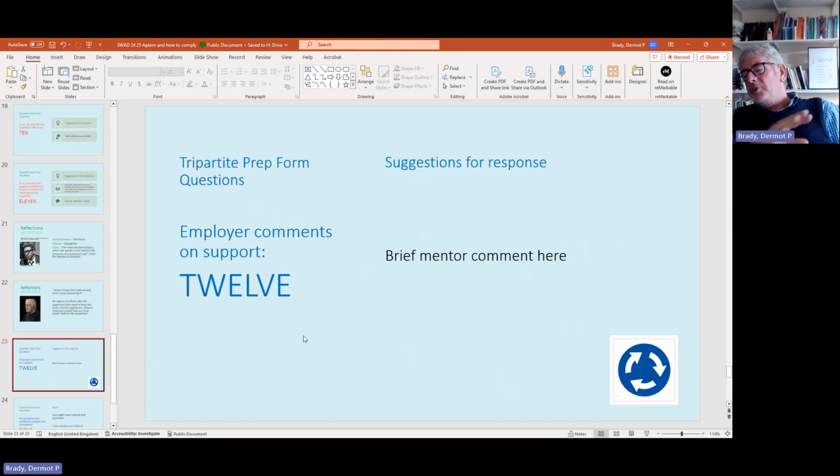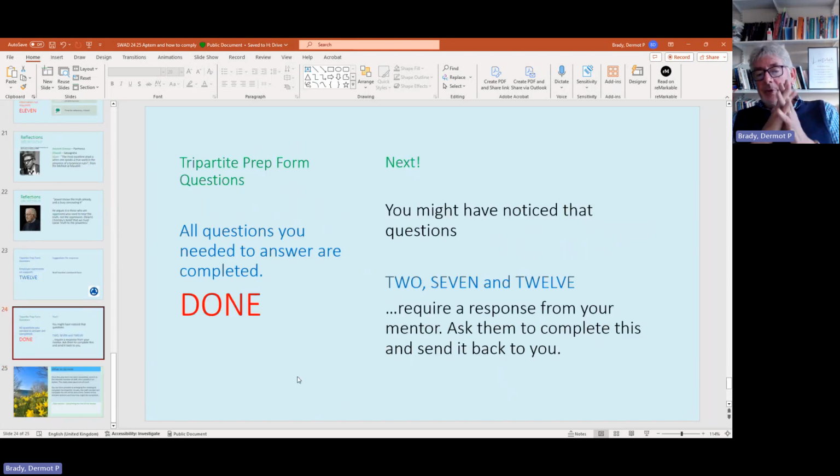Employer, you'll see the phrase, I'm just copying exactly what appears in the form, but employer, as I've said a few times before, actually generally means the mentor. But that's the last question that they have to do. And then you're done. Yay, we've completed the form. By now you'll have noticed that questions 2, 7, and 12 require a response from your mentor. You could sit side by side doing these things, but far more typically the apprentice types this up and sends it to the mentor, maybe points out where they have to make a contribution, and asks them to complete that as soon as possible and send it back to you.